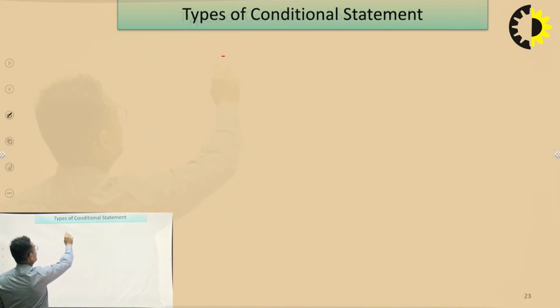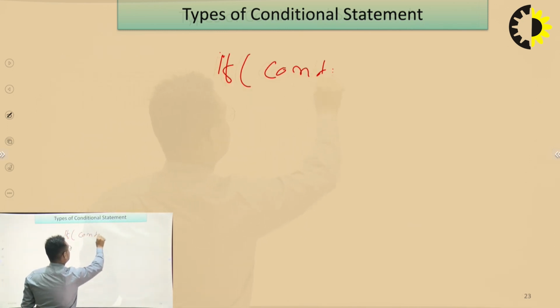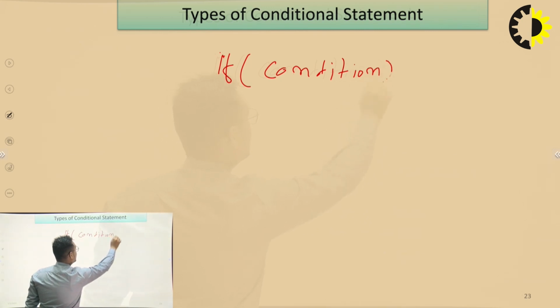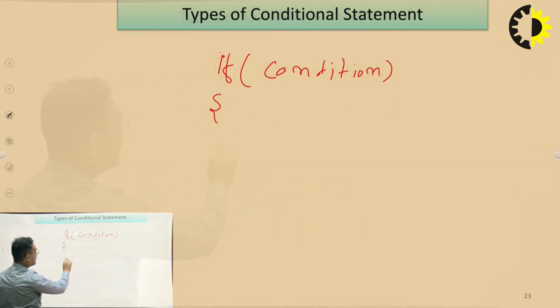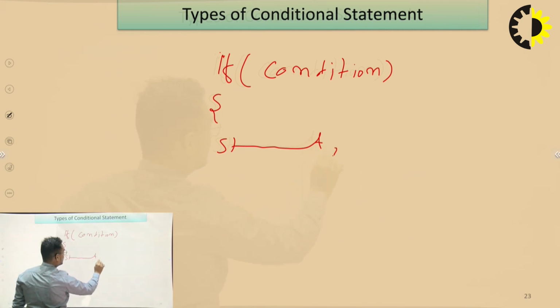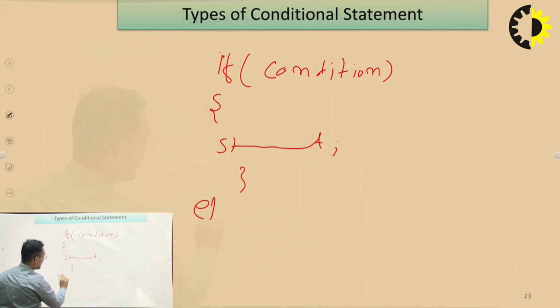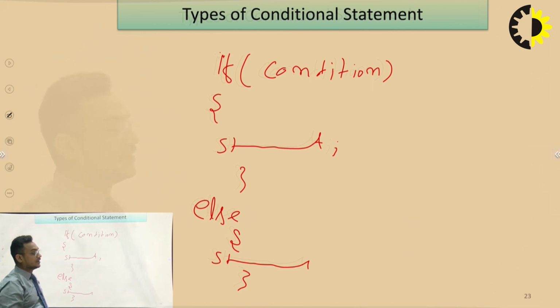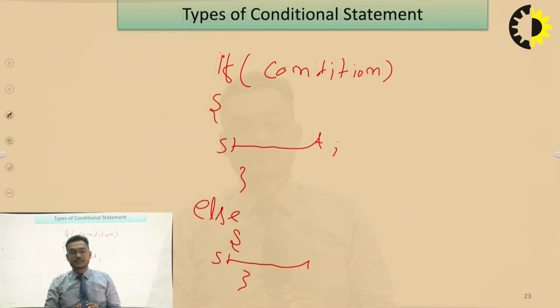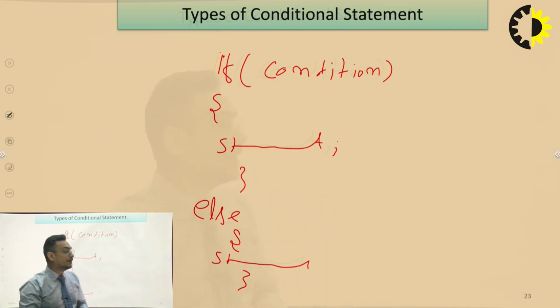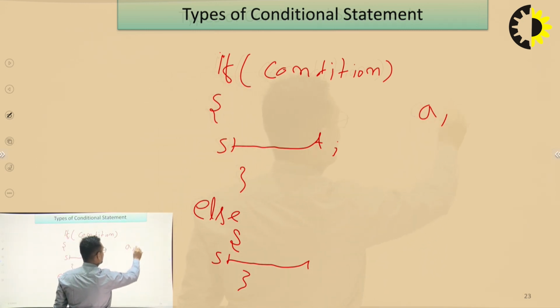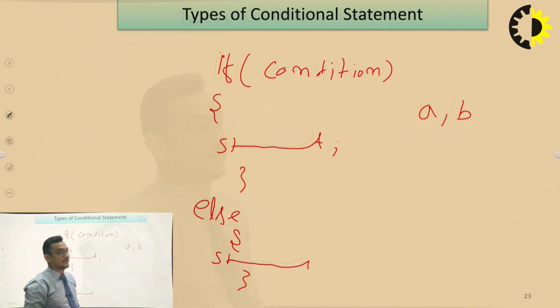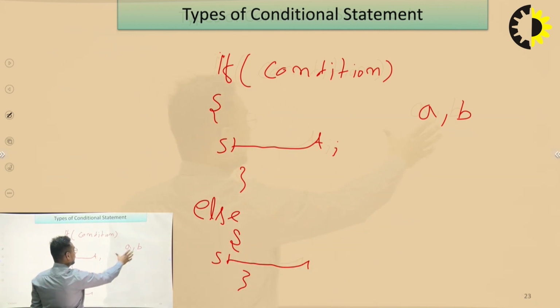learn the syntax of the else statement. If condition, then curly braces open, write the statement, curly braces close, now write else, curly braces open, now write the statement, curly braces close. The question is: write a program to print which one is greater, A or B.